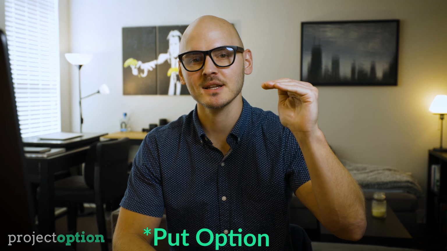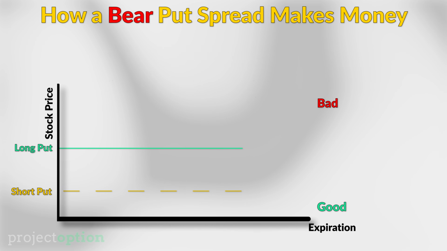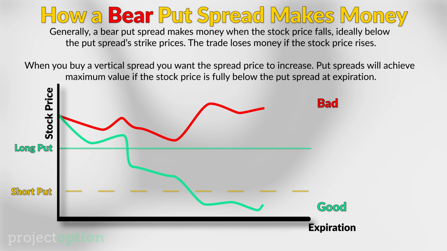To enter a bear put spread position, a trader will buy a put option at one strike price and short another put option at a lower strike price. The goal is to see the stock price fall below both of the put strike prices, and that would lead to the maximum profit at expiration.